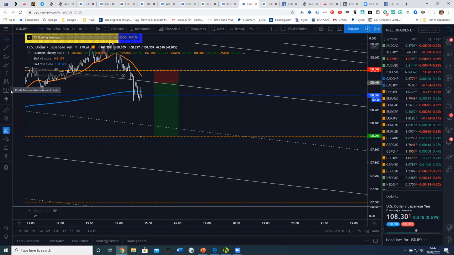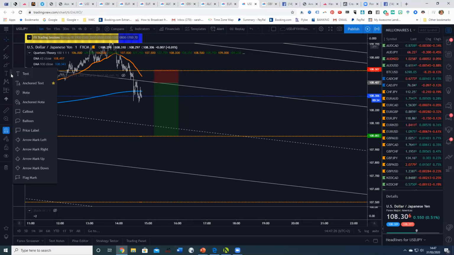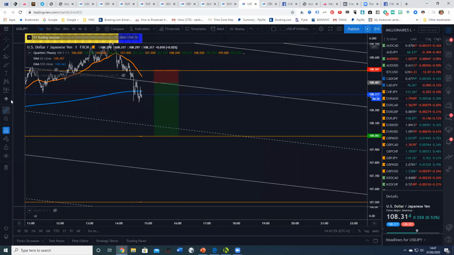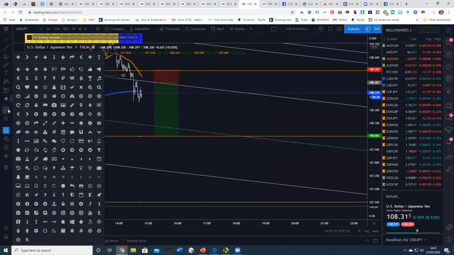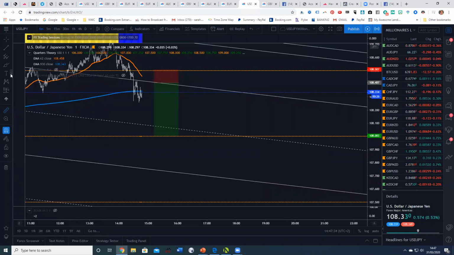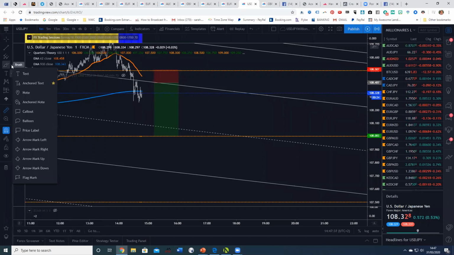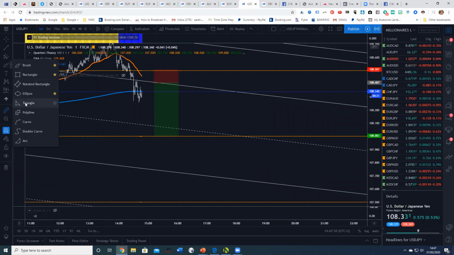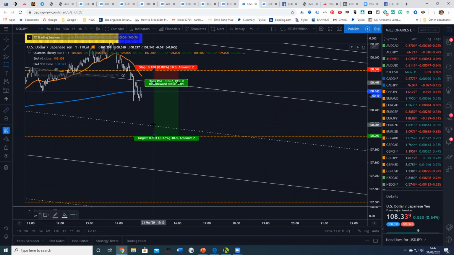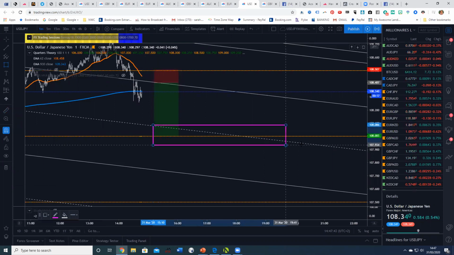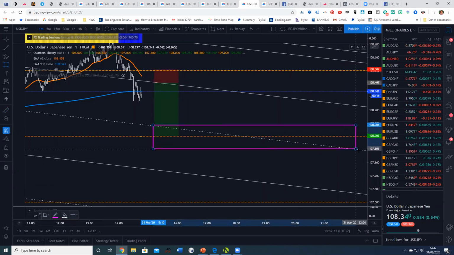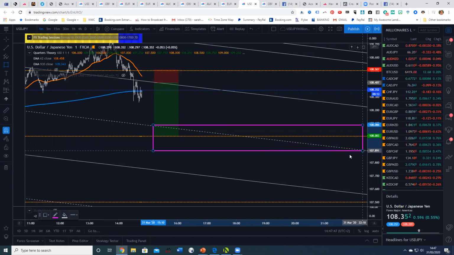So this is, if I can remember how to draw this. I was looking for, no, can't remember where the rectangle is. Is it up there in the text? Geometric shapes, rectangle. So this is your zone of support and resistance there.